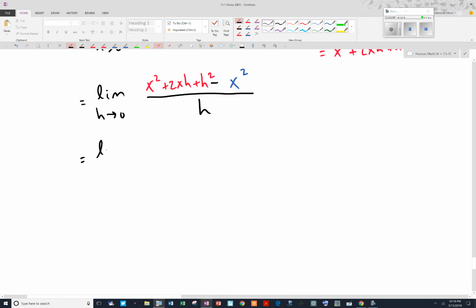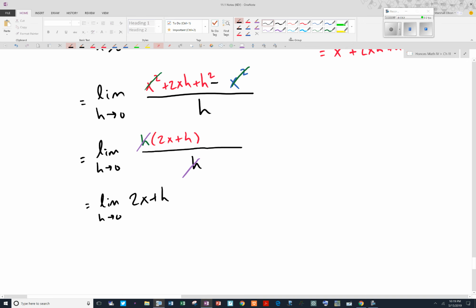All right, so here's where we're at. Taking the limit as h approaches 0. Take a look at what happens up here. Those x squareds cancel out. Now the terms that I have left in the numerator have h in both of them, and I can pull that h out. So I'd be left with 2x plus h, and that's over h. Now these h's cancel out. So we're left with the limit as h approaches 0 of 2x plus h.